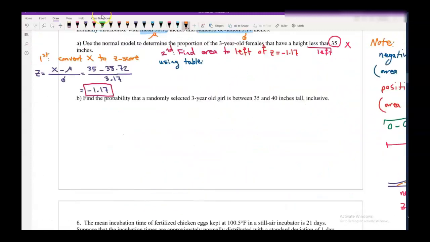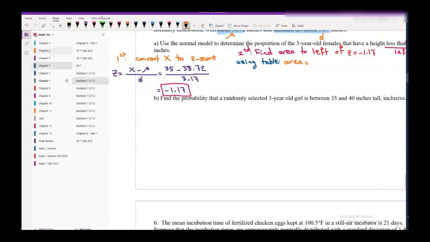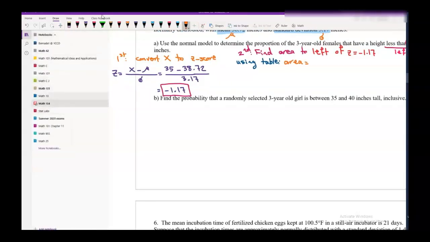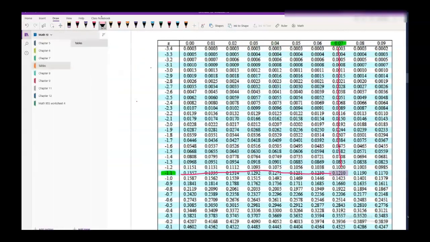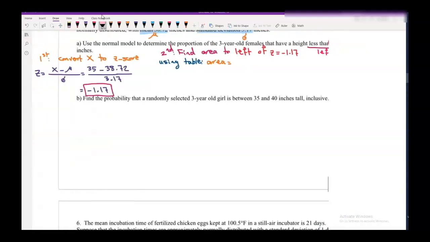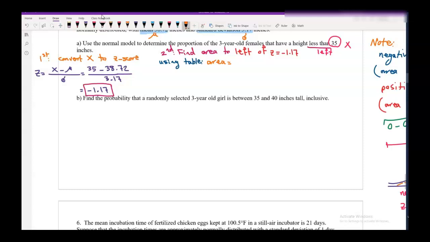Now back to our example here. Now I want to find the area using our table. And z is negative 1.17. This is negative 1.1, and on top we have 0.07. Add these two to get negative 1.17. Using this row and this column, the answer here is 0.1210. This is not exactly equal to this number because on the table all of those numbers are rounded to 4 decimal places.